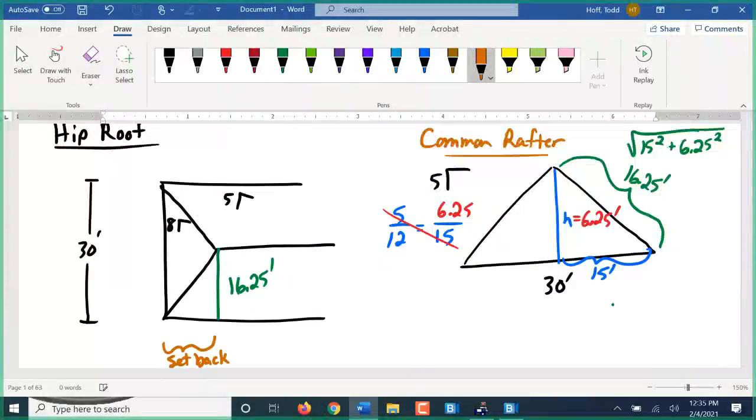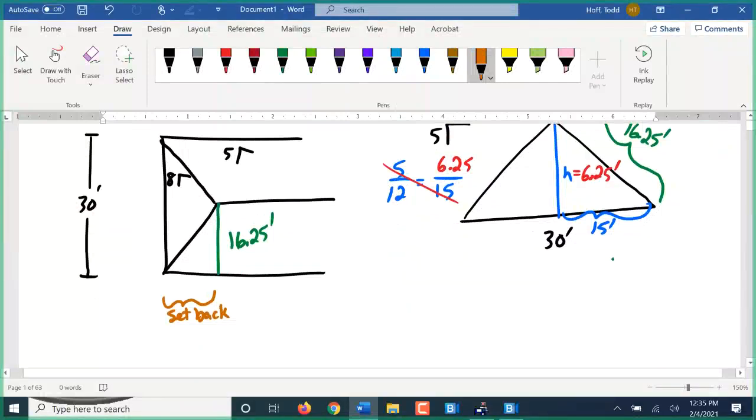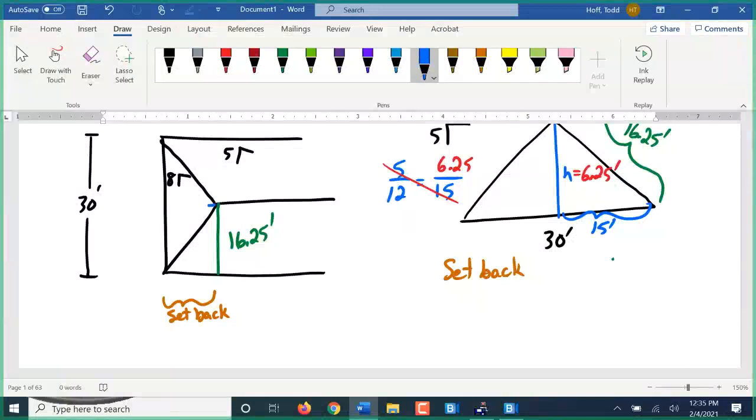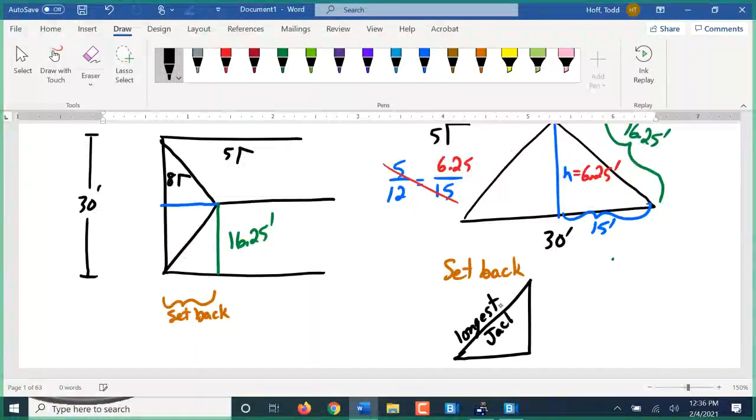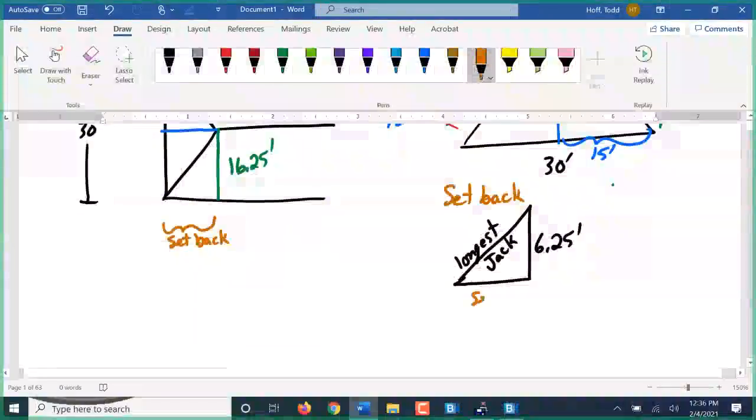So now, being an unconventional case where we're given both slopes, there's an extra step put in here. And that is to find the setback. And we find that off of this longest jack. From that longest jack, if I draw it, it's only going to be a one-sided triangle. This will be the longest jack. The one piece of information that we know about it is its height. It has to have the same height as the common rafter, 6.25 feet. This down here will be the setback.